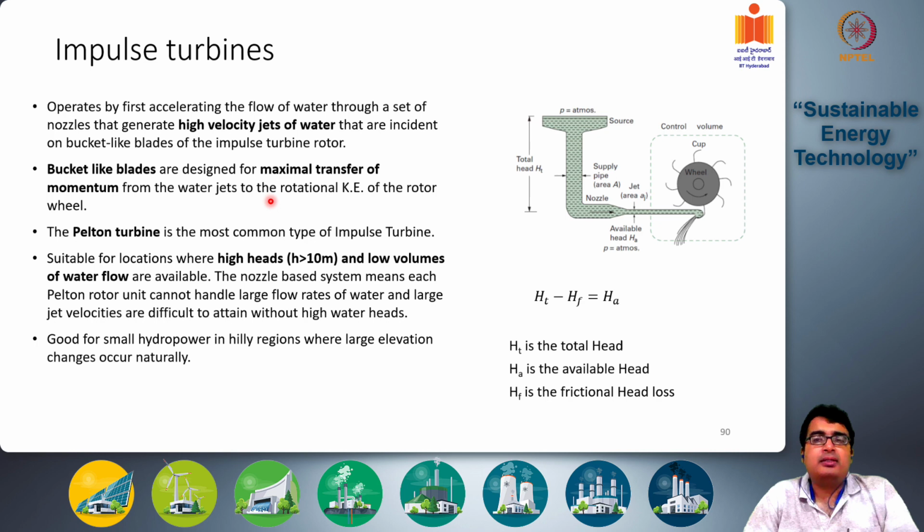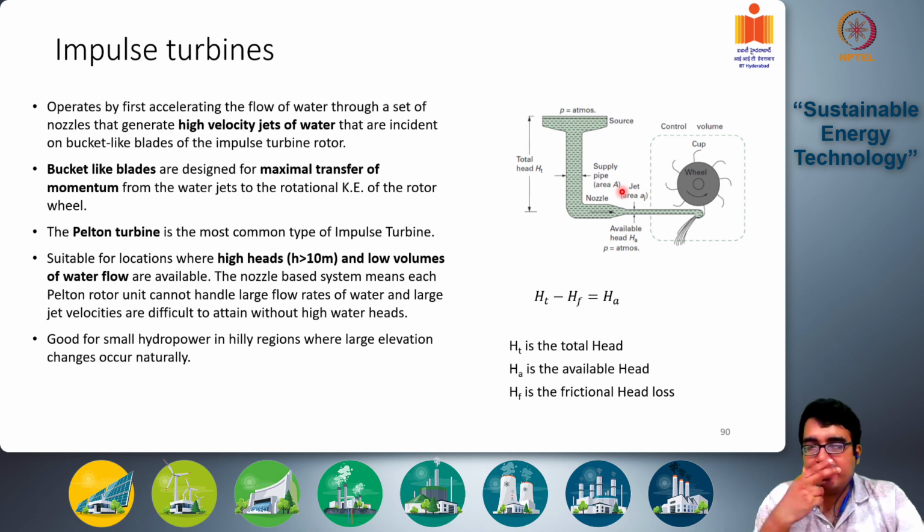As we discussed, impulse turbines like Pelton wheels are suitable for locations where the water volume is low, because you can only arrange a few jets, maybe 3 to 6 jets around the wheel of an impulse turbine, and hence it constrains the amount of water you can actually flow through your system. So small rivers with low volumes of water flow and which have high heads, which can be converted to high velocity jets, are the most effective places where impulse turbines and Pelton turbines can be installed. So these are good for small hydropower in hilly regions where large elevation changes occur naturally.